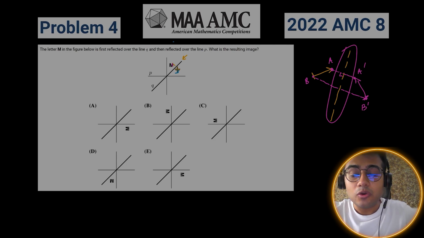Okay, now we have to reflect it over line P, which is very easy. Over the line P, its mirror image is going to be something like this, right? Again, this point right here reflects into this point, and then the farther points go even farther. So the answer should be E.